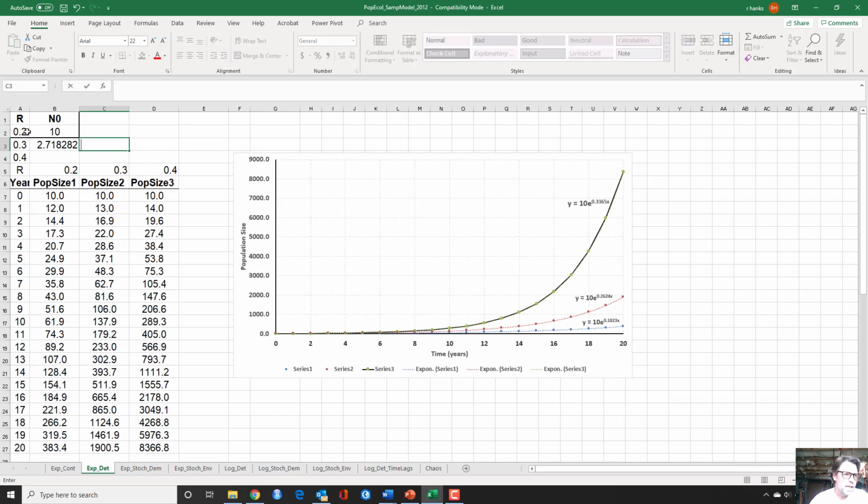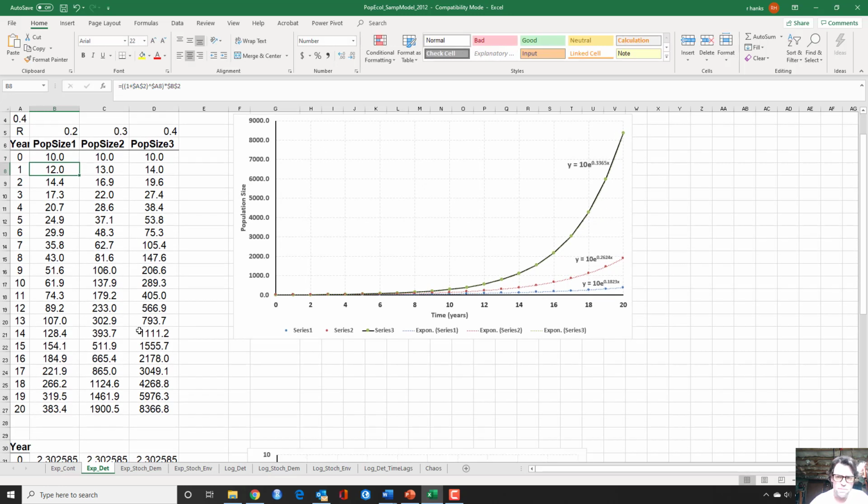And again, this time we're going to look at an R of 2, 3, and 4. Original population size is 10 across the board for each of these different populations. You can see that the formula has changed a little bit up here. And in this situation, the change is pretty rapid as well. As you get into 0.2, 0.3 to 0.4, the change between those can be pretty dramatic.